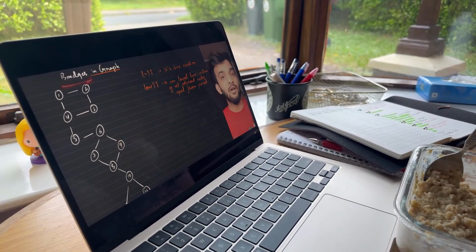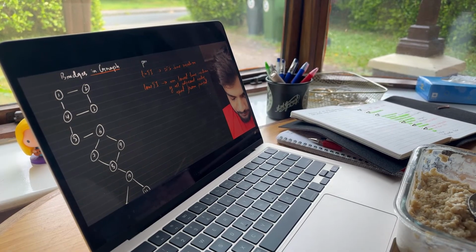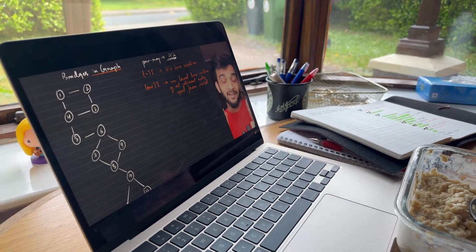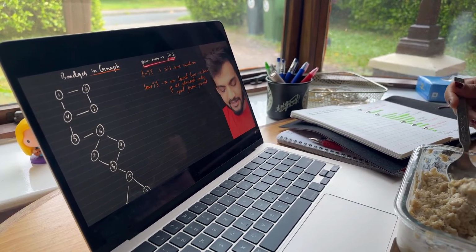Now, which algorithm will be used to find a bridge in a graph? It's very simple. We will be using some logic in the DFS algorithm. The prerequisite is quite straightforward: you must know the DFS algorithm. In case you do not, I made a detailed video on this playlist. Scroll up, you'll find the video for DFS. Go back, watch it and come back. So the prerequisite is the DFS algorithm.